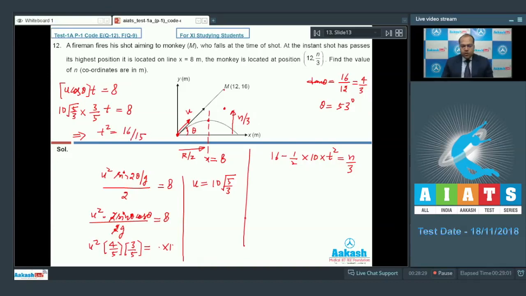So if I substitute the value of t square, then 16 minus 5 into 16 by 15 is equal to n by 3. On further solving, 16 into 2 by 3 is equal to n by 3. So from here, the value of n comes out to be 32. So the correct answer for question number 12 is 32. Let's move to question number 13.